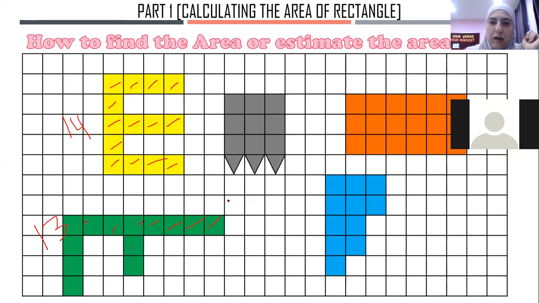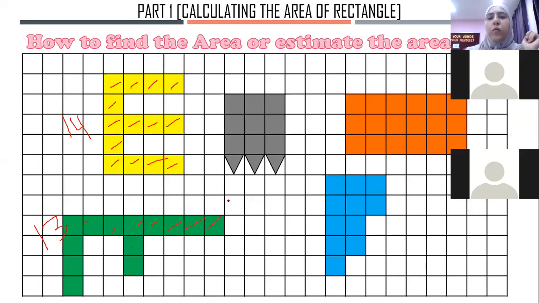Now, next one, Omar. Omar Zaidan, I want you to do the blue one. The blue one, yes. 1, 2, 3, 4, 5, 6, 7, 8, 9, 10, 11. So the area here is 11.